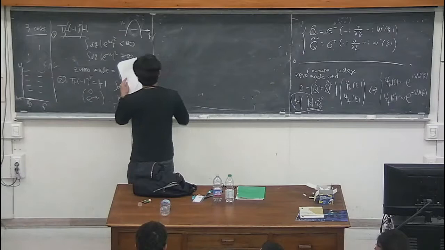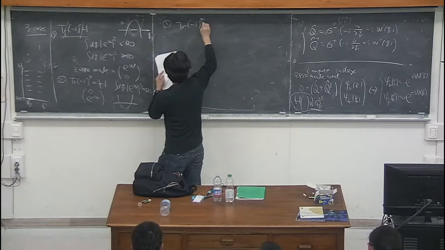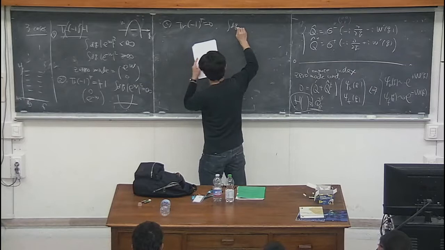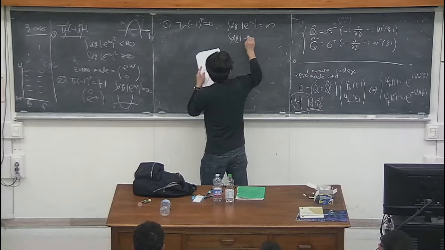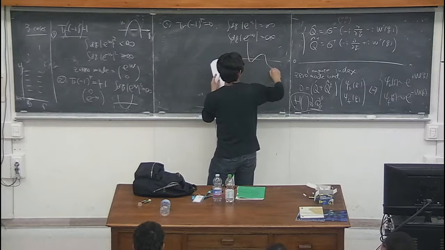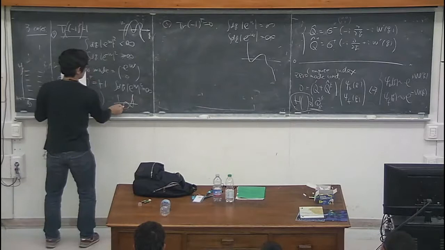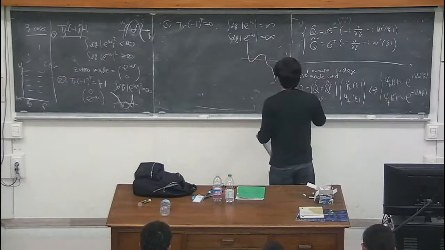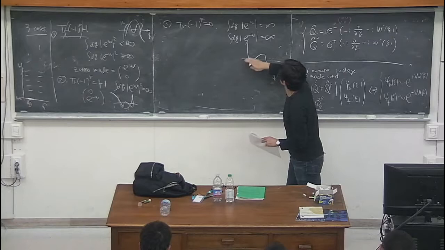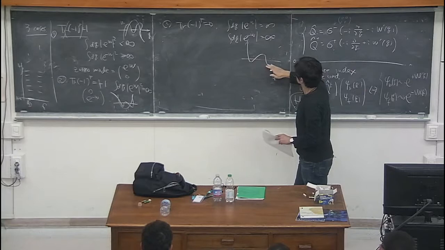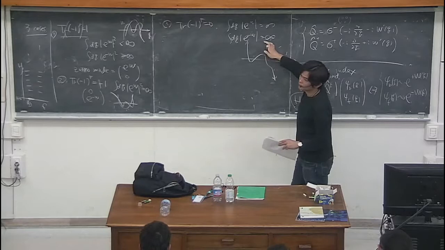Sorry, this is the trace of minus one to the F equal 0. In this case, the integral of exponential W equals infinity and the integral of exponential minus W equals infinity. This can be anything, but only the asymptotic behavior of W matters. If Q is minus infinity, then exponential W is infinite. And if Q is plus infinity, then exponential minus W is divergent. So both are divergent.